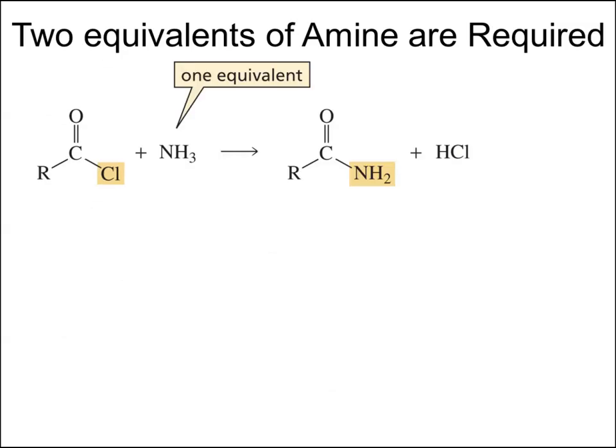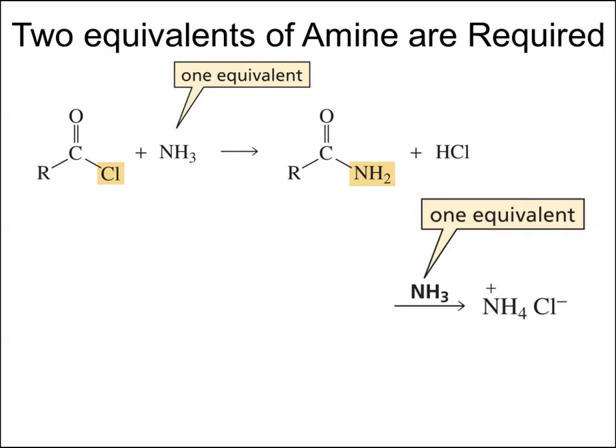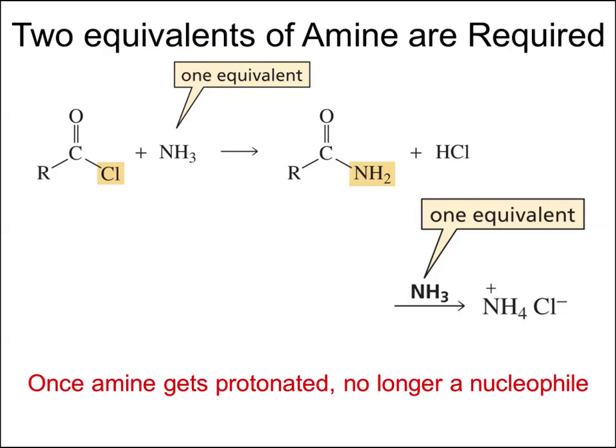Why do we need two equivalents for an amine? Well, after our first addition of amine to the acid chloride, we now have some acid running around as well as extra amine that can also act as a nucleophile to a later molecule. If that amine gets protonated, it will not be able to be a nucleophile any longer. That's why two equivalents are needed.